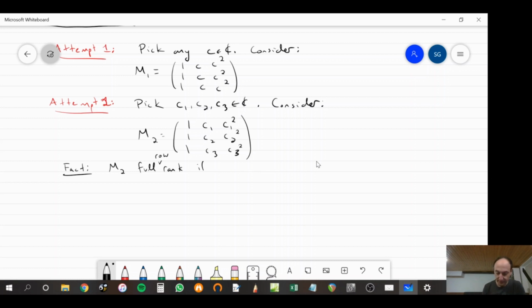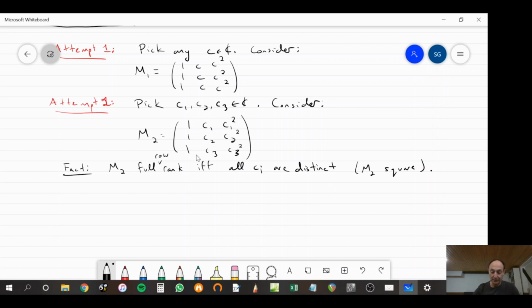Because we're square, M2 is full row rank, or full rank in general, if and only if all Ci are distinct. And so here I'm using the fact that M2 is square. If M2 is not square, then of course if you have more rows than columns, you have to be careful how you define rank. But it will saturate the dimension, basically the smaller of the two dimensions, the row or the column rank. So let's just focus on square matrices. We'll say that it's a fact that M2 is full rank if and only if all these numbers you pick are distinct.